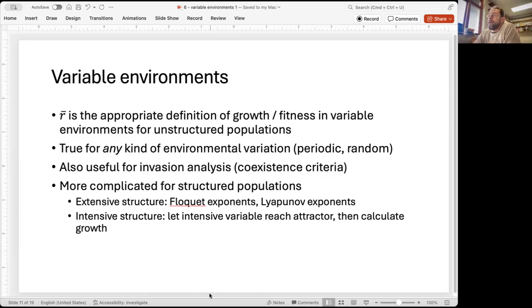It's sort of a separation of timescales argument here. And in general, it seems like it shouldn't be true. But the trick here is, if you're measuring growth rate when rare, then you can make the extensive variables, like the population size, arbitrarily small, so that they don't appreciably change by the time the intensive variables reach their attractor.